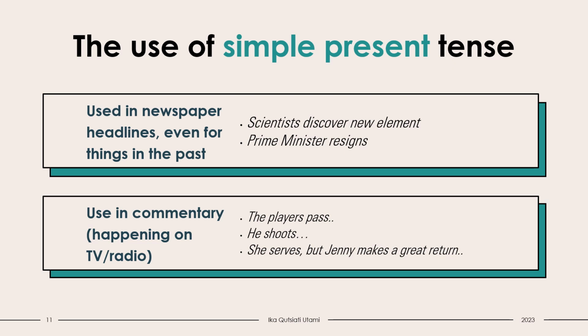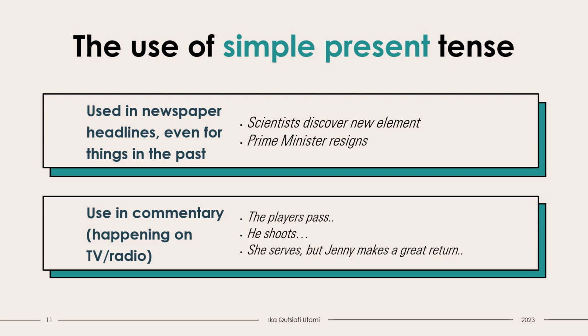Similarly, the present simple is often used in newspaper headlines, even for things which happened in the past. For example, Prime Minister resigns, scientists discover new elements.